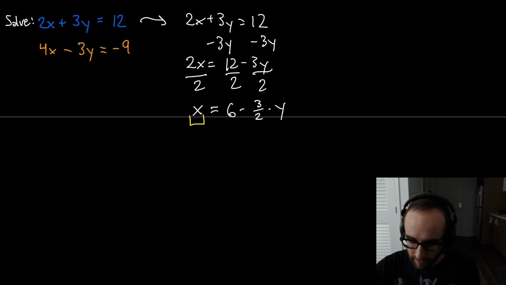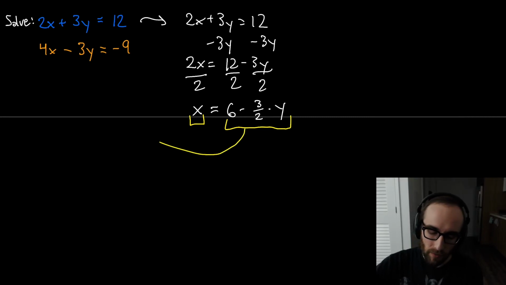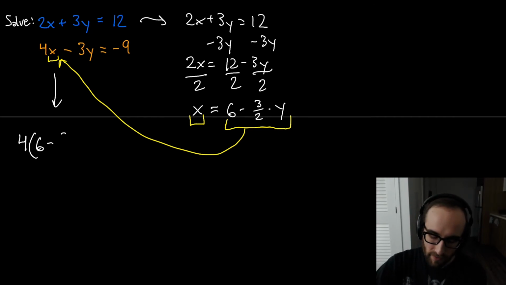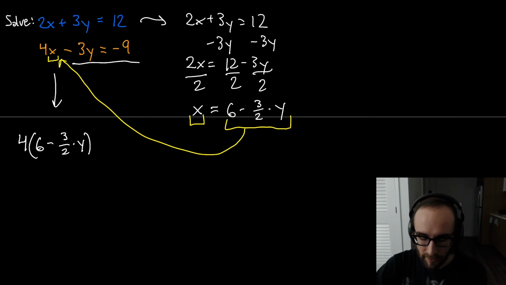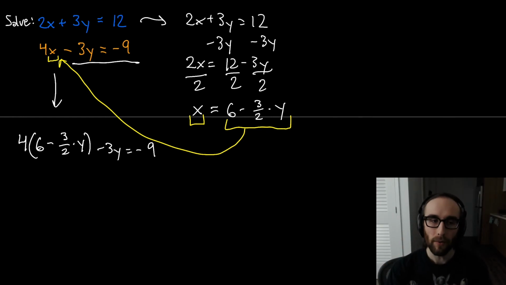We isolated x. So what we're going to do is take what x is equal to and plug it in for x in our other equation. So what this looks like is we have 4 times, and then instead of writing x, we're going to write 6 minus 3/2 y. And then I'm writing out the rest of this second equation. Minus 3y equals negative 9. Okay, so now what we can do is we can solve for y.